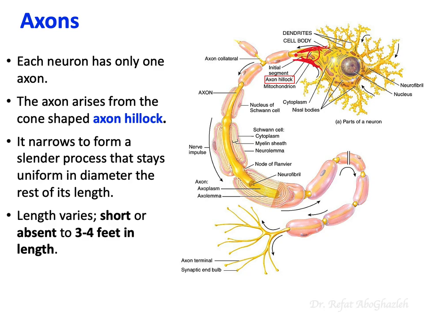So it narrows to form a cylindrical process that stays relatively uniform in diameter the rest of its length. And maybe you know that the length of the axon varies. Sometimes it's absent altogether, sometimes it's short, and sometimes the length can extend up to a meter, or let us say 3 to 4 feet, especially those projecting neurons from the cortex all the way down to the lower and upper limb, right?